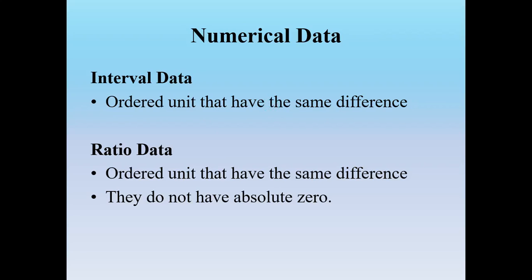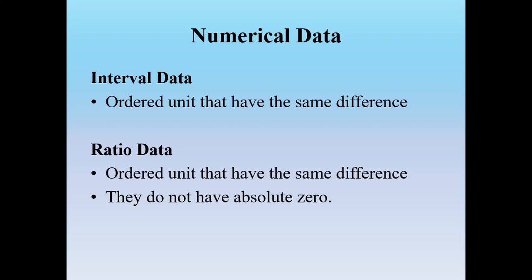Now we are moving to the numerical data. In the numerical data, we have the interval data and the ratio data. The interval values represent ordered units that have the same difference. Therefore, we speak of interval data when we have a variable that contains numeric values that are ordered and where we know the exact difference between the values.